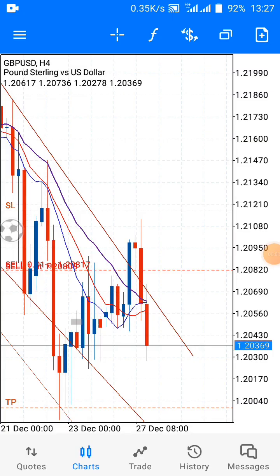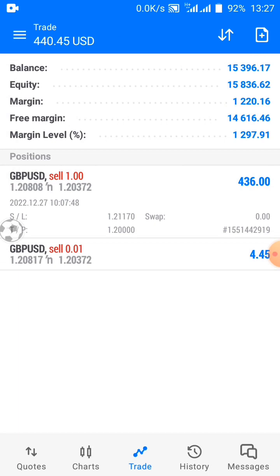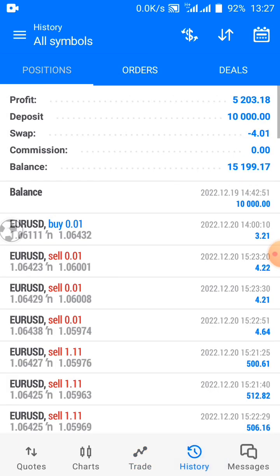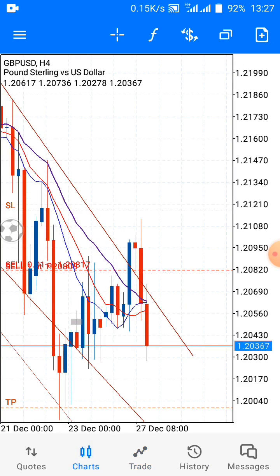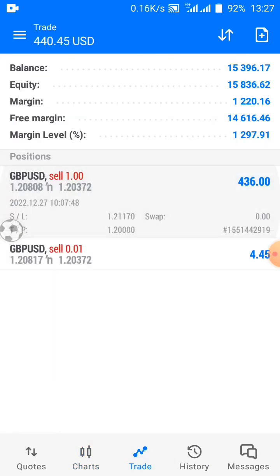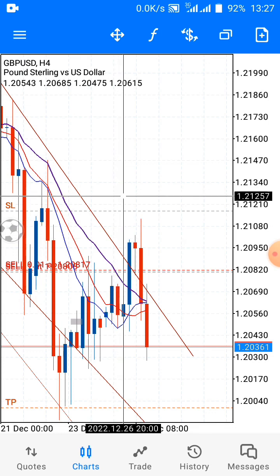As you can see, it has moved like 20 more pips down to the downside. So as you can see, this is $400 right now. So what I'm going to do is, since I've already closed one of the trades, as I showed you before, I'm going to place this right now at break even. So as you can see here, I sold at 1.20808 and 1.20817. So I'm going to start trailing my stop loss, right?